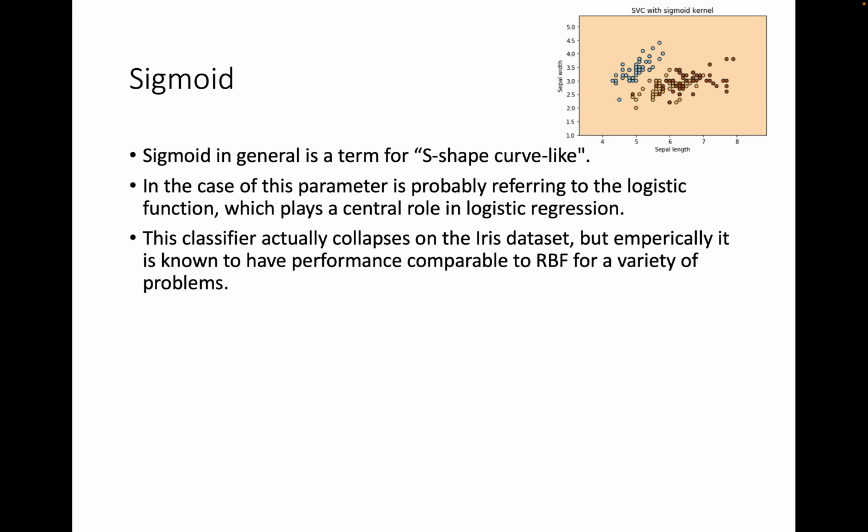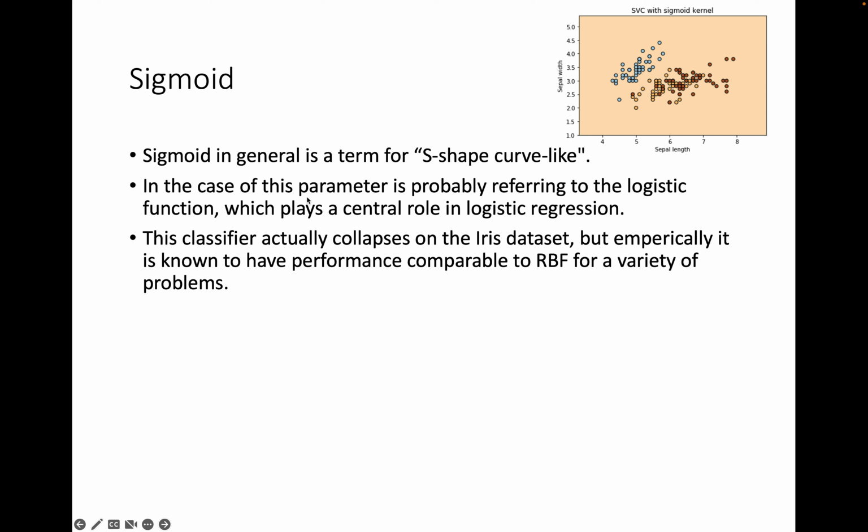What does that mean? This is the sigmoid kernel, write kernel. Sigmoid in general is a term for S-shaped curve like. I guess, I'm not sure, it looks something like this. It grows, peaks here, dips here, and then grows in reverse here. This is what the S would look like, because that is how the yellow gets separated from the brown.